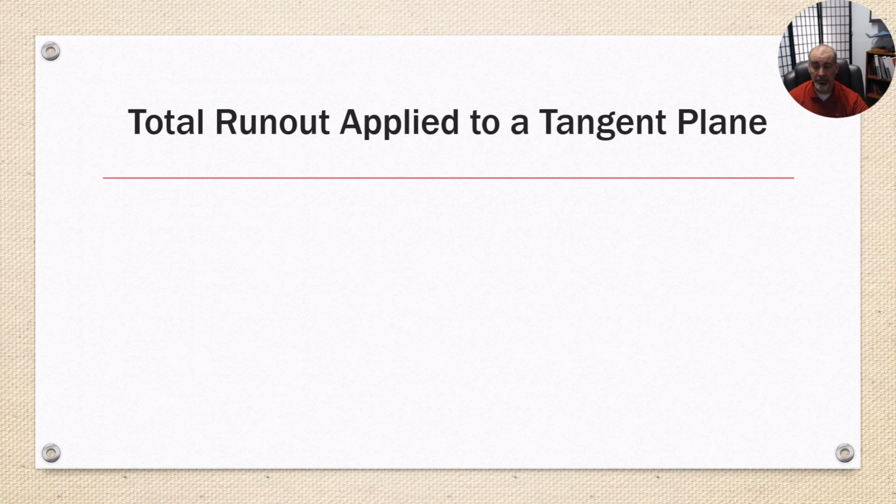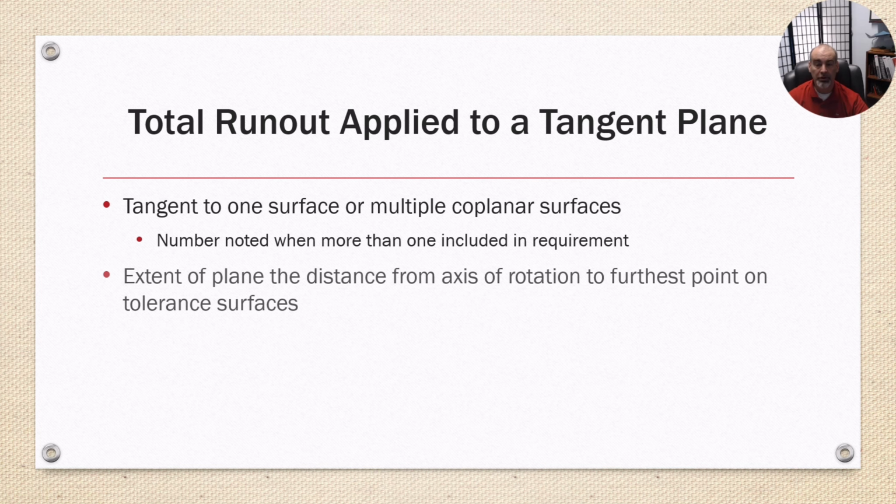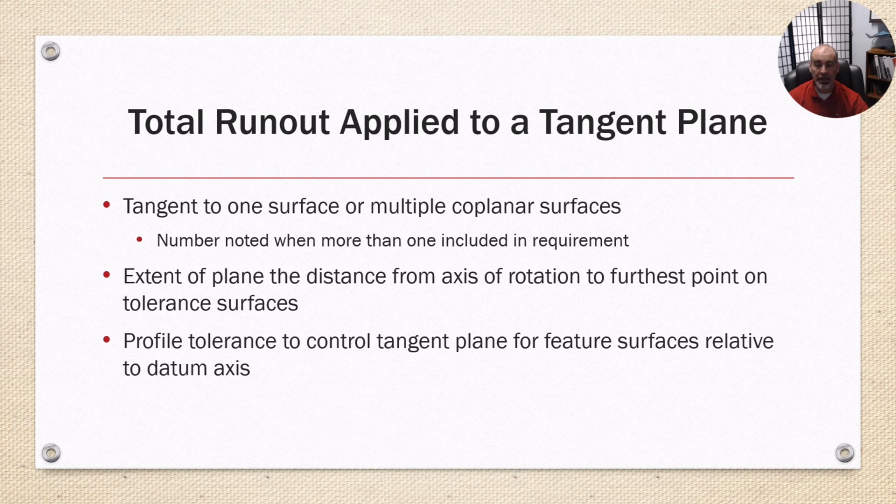Okay, and total runout applied to the tangent plane, tangent to one surface or multiple coplanar surfaces. The number of surfaces is noted when more than one is included in the requirement, and the extent of the plane and the distance from the axis of rotation to the furthest point on the tolerance surface needs to be noted, and the profile tolerance to control tangent plane feature surfaces relative to the datum axis.